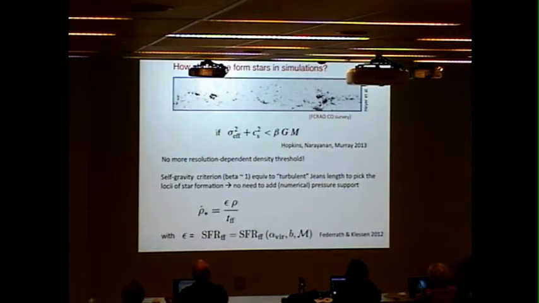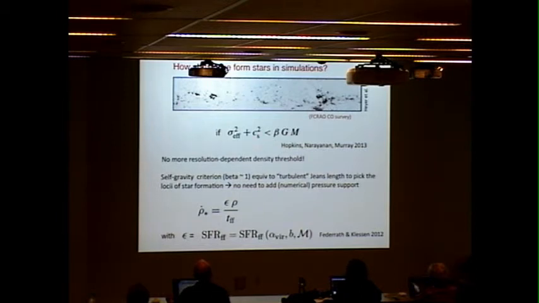So let me come back to how we should form stars in simulations. Well, you should get rid of the resolution-dependent density threshold, and then just form stars if your velocity dispersion, so that's the turbulence part, plus the sound speed squared, is less than the gravity that is bringing the gas together. Okay. So essentially, this is a self-gravity criterion if you set beta equals 1, or you could see it as a turbulent Jeans length criterion to pick the loci of star formation.